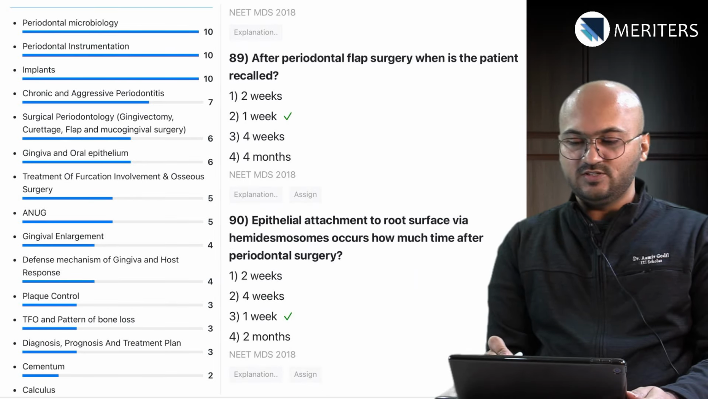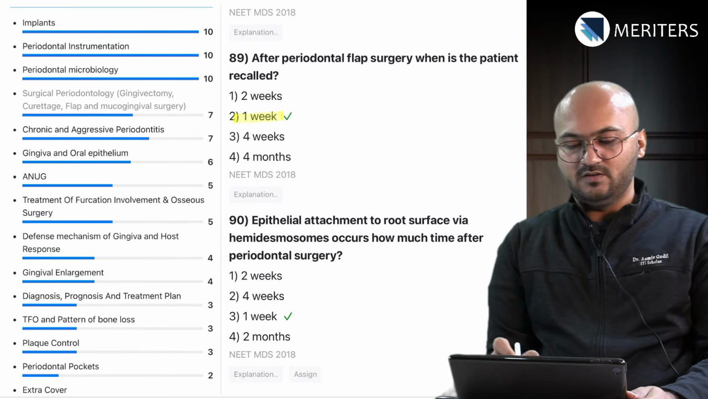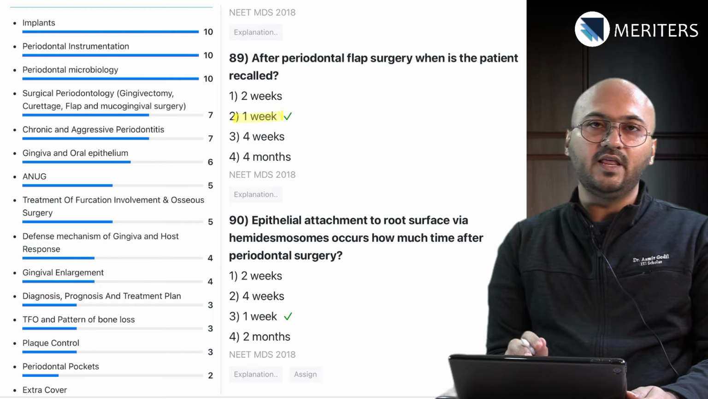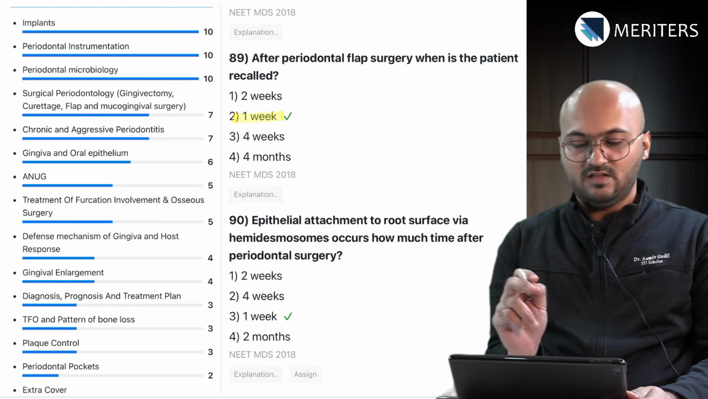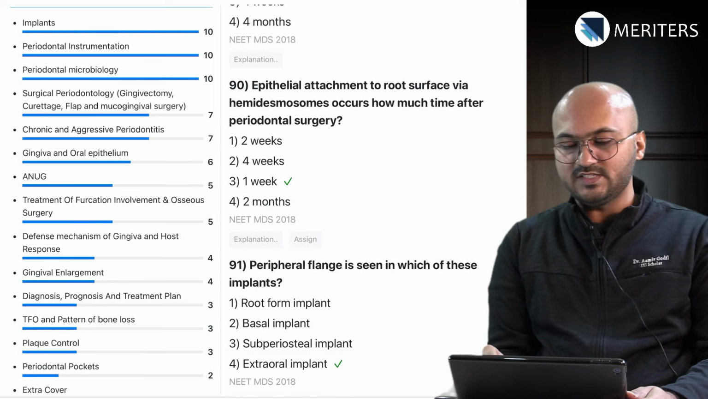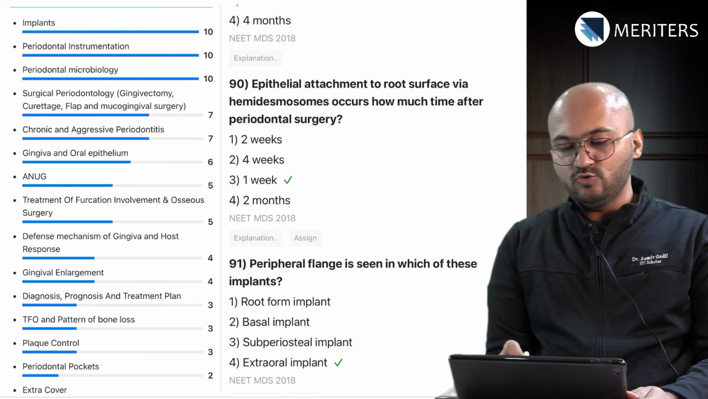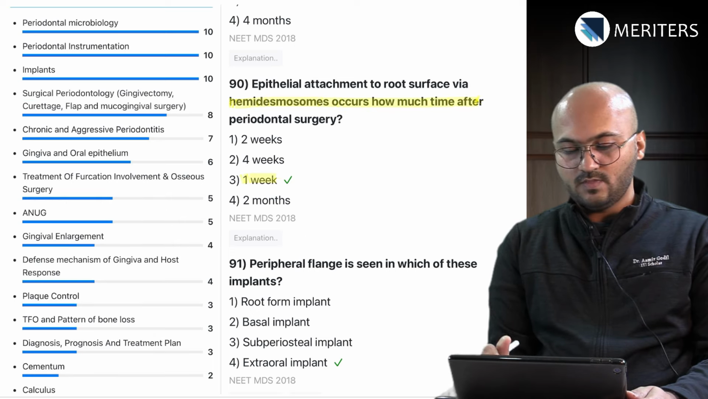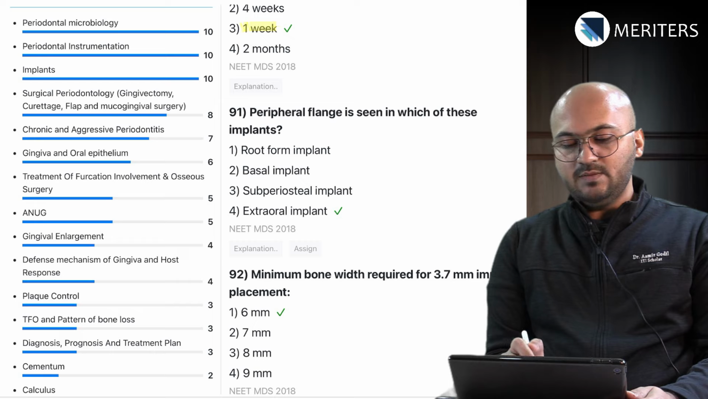After periodontal flap surgery, when is the patient recalled? In 1 week. Recall, primary healing, all these phases are important in perio. See another question. Epithelial attachment to root surface via hemidesmosome occurs after how much time? In 1 week. Then you will see peripheral flange in extraoral implants.